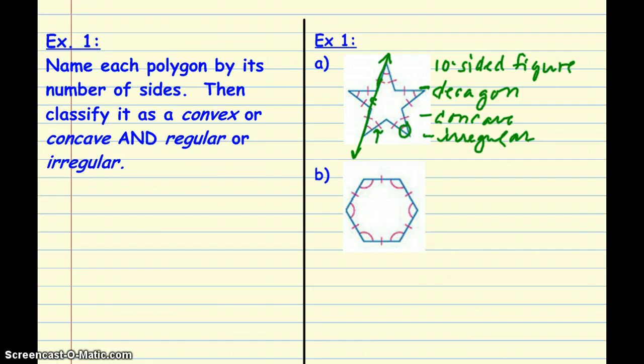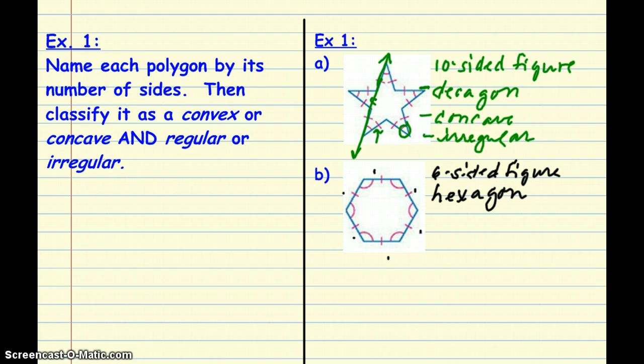All right, so let's go to example B. So again, the first thing that we're going to do is decide what type of shape this is. And as we look at it, it has 1, 2, 3, 4, 5, 6 sides, and a 6-sided figure is a hexagon.